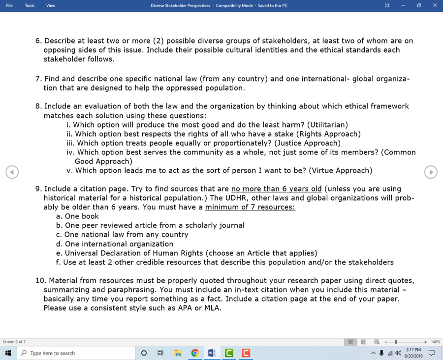10. Material from resources must be properly quoted throughout your research paper using direct quotes, summarizing, and paraphrasing. You must include an in-text citation when you include this material, basically any time you report something as a fact. Include a citation page at the end of your paper. Please use a consistent style such as APA or MLA.